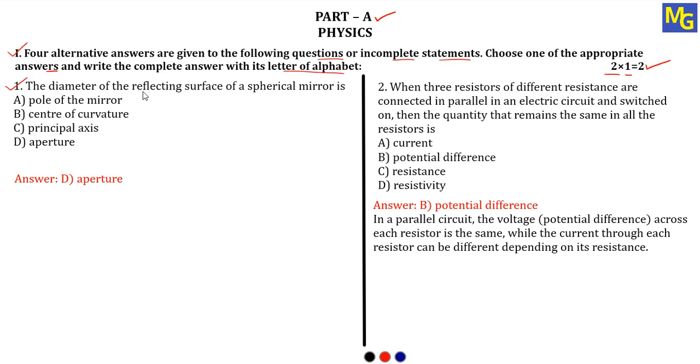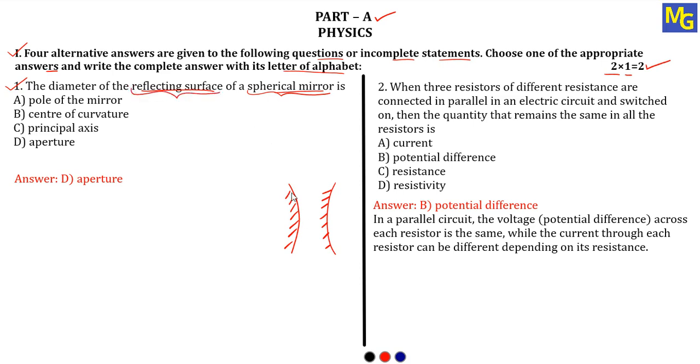The diameter of the reflecting surface of a spherical mirror is. So this sentence is incomplete, we have to complete the statement. Here they have asked about a spherical mirror. Spherical mirror means what? We have two: one is concave and one is convex, like this. This is the concave mirror where the reflecting surface is curved inside, and this is the convex mirror where the reflecting surface is curved outside. In both the mirrors, the diameter of the reflecting surface is.